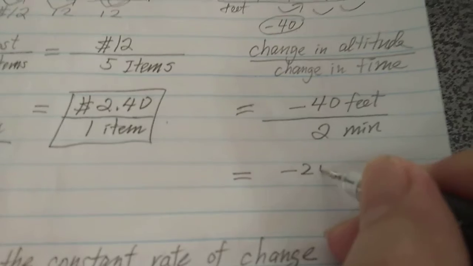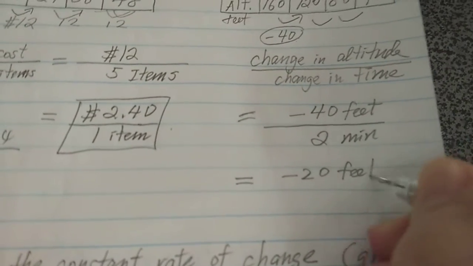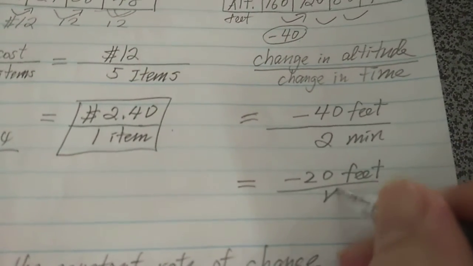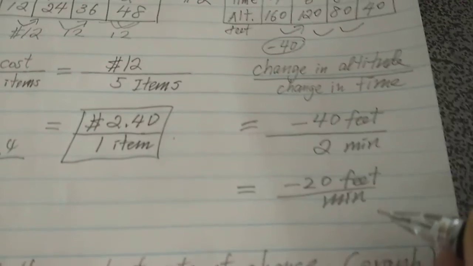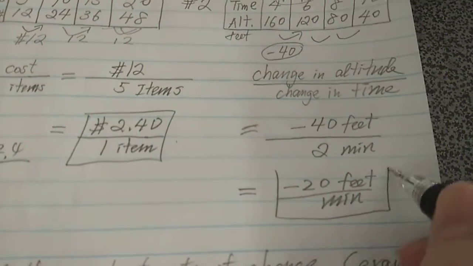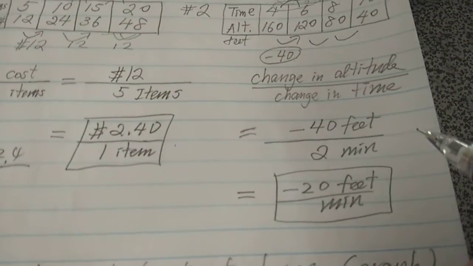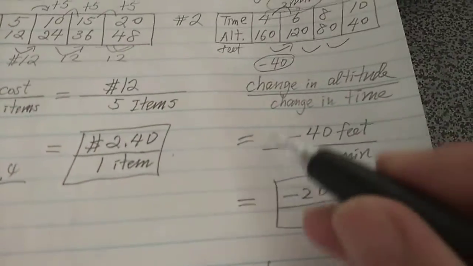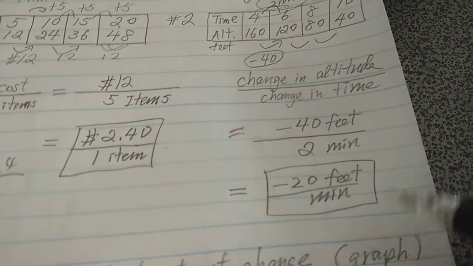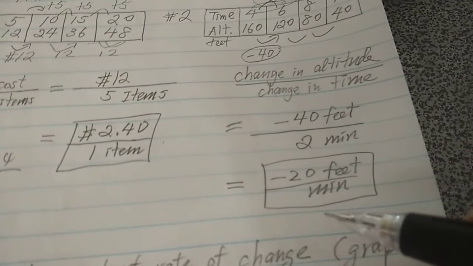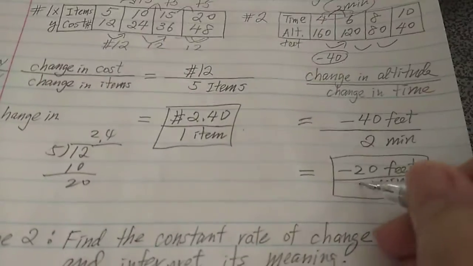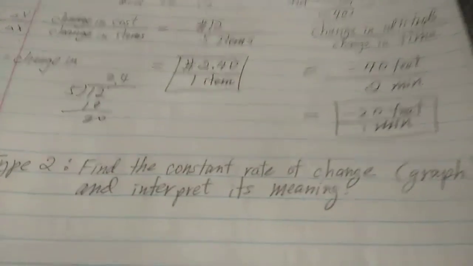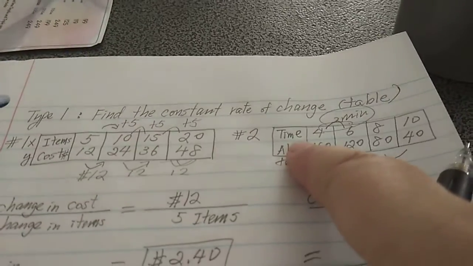Negative 20 feet every minute. That is the unit rate of change, the unit change. The other will be a correct answer, but this is the answer that really tells you what the constant rate is. Always over 1 of the x factor.